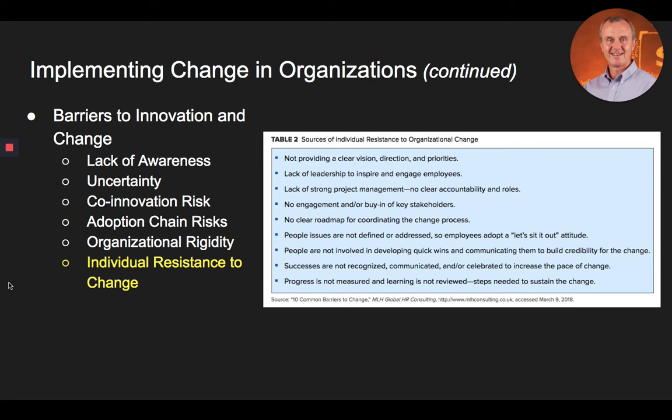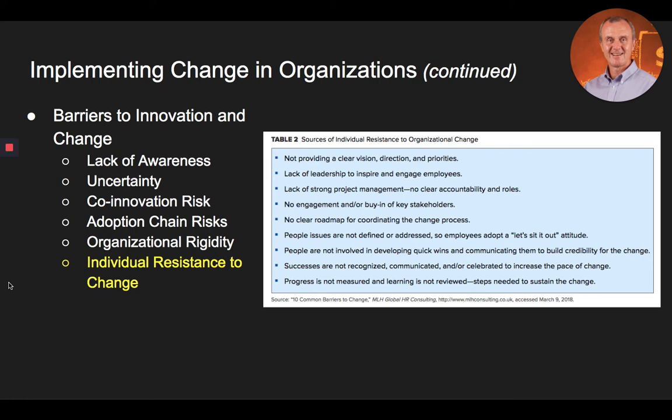Some of these sources of resistance to change are not providing a clear vision, direction, and priorities, a lack of leadership to inspire and to engage employees, a lack of strong project management with no clear accountability and roles, no engagement and/or buy-in among the key stakeholders, no clear roadmap being provided for coordinating the change process. People issues are not defined or addressed, so employees adopt a, quote, let's just sit it out attitude.